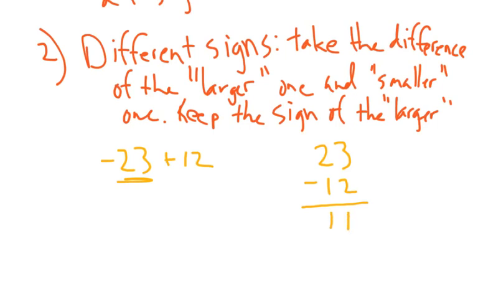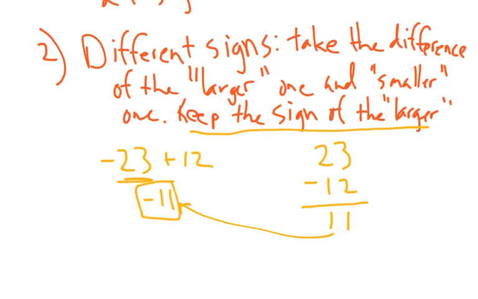Now, I'm going to keep the sign of the quote-unquote larger one. Well, the larger one was 23. So if I have negative 23 and I'm going to add 12 to it, it's going to stay a negative number. So my answer will be negative 11. I just take that 11 that I got from crunching my numbers, finding the difference, put it there, but I make sure it has a negative sign on it because the larger one was negative.